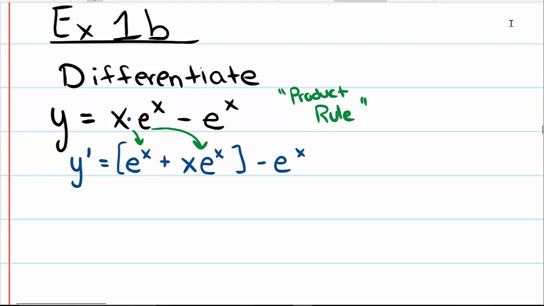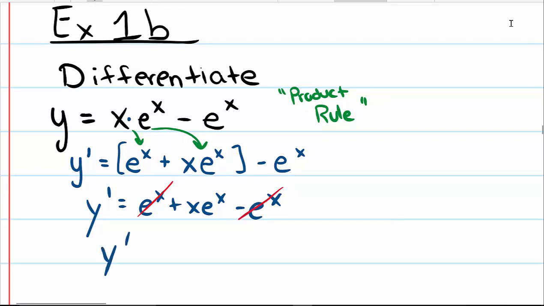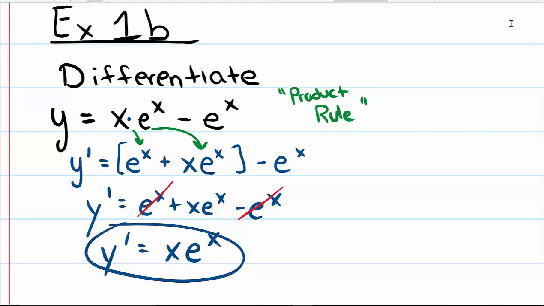Alright, now we just do some simplifying. We get y prime is equal to e to the x plus x e to the x minus e to the x. Well, lucky for us, these are going to cancel. And so you get the derivative is x e to the x. And that's it.